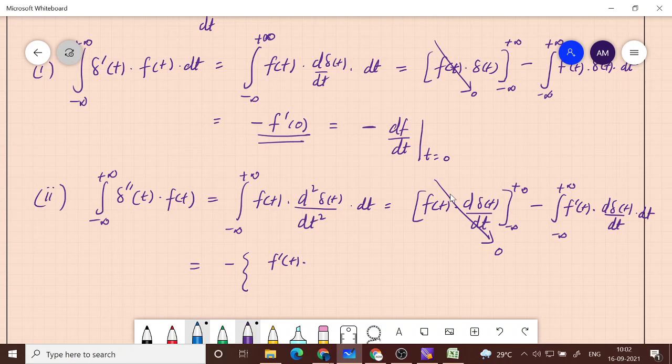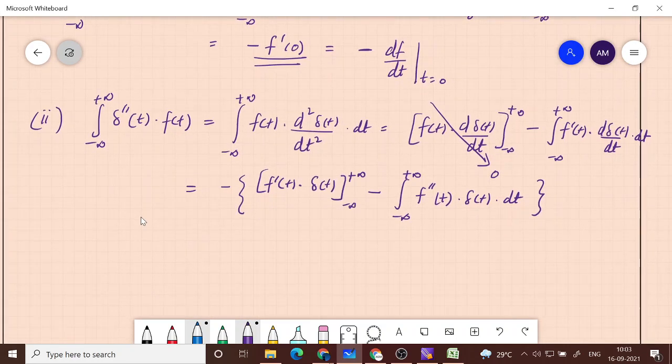into the integral of the second. The integral of the second is basically delta of t, right? So first function into the integral of the second, from minus infinity to plus infinity, minus the integral from minus infinity to plus infinity. Now if I do the integration by parts, here we have the second derivative of f of t, right? Into delta of t dt. Okay, so that is what you will get.